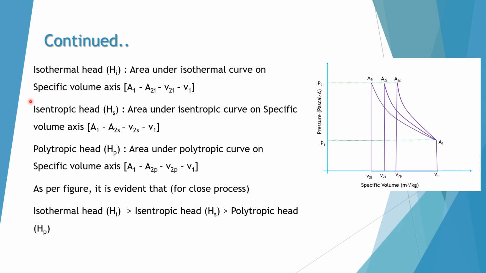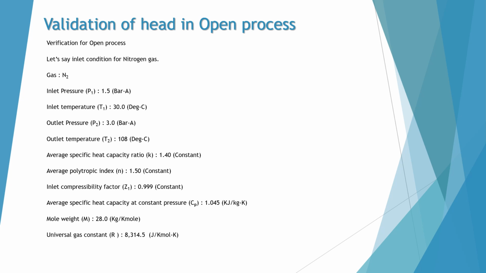So the isothermal head for a closed system is the area under the isothermal curve on the specific volume axis. So A1, A2I, V2I, V1 is the area for the isothermal. Isentropic head is the area under the isentropic curve on the volume axis. Similarly, the polytropic head is the area under the polytropic curve on the volume axis. So again with this figure, it is clear that isothermal head is greater than isentropic head, which is greater than polytropic head. So let us validate this.